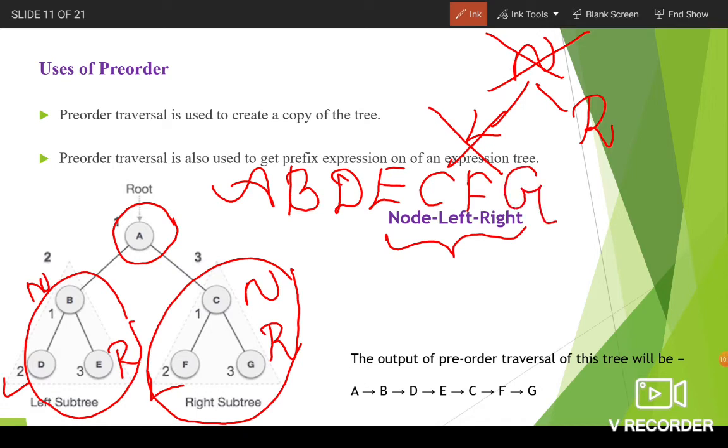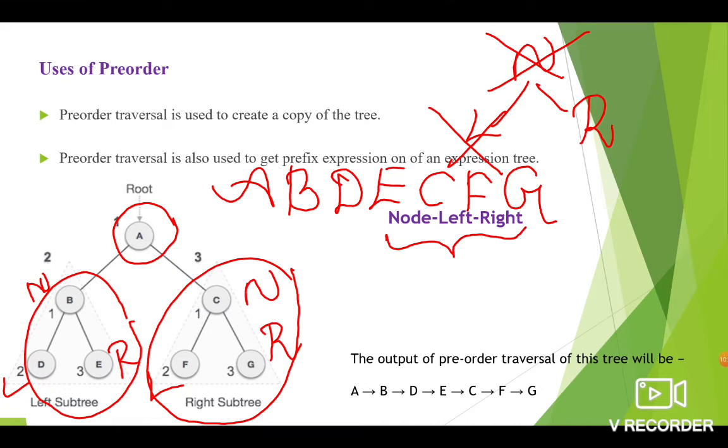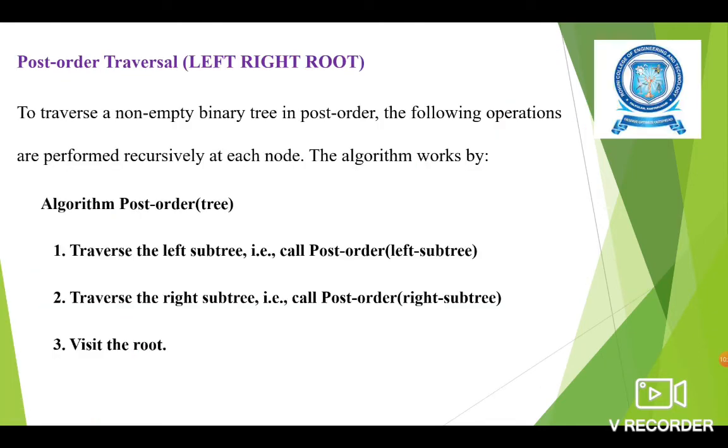We will check with the answer: A, B, D, E, C, F, G. See the diagram. First, the root node is printed. Then traverse the left subtree. For the left subtree, the same concept is applied: node, left, right, that is B, D, then E. After finishing the left subtree traversal, move on to the right subtree. Again apply the same concept: node, left, right, that is C, F and then G. Hope you understand what is preorder traversal.